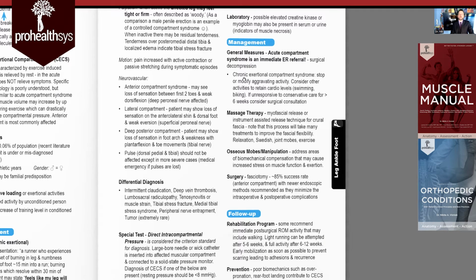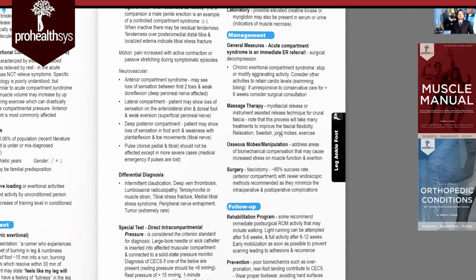Stop what's aggravating and then modify your activities and slowly build up tolerance. Switching over to other activities to maintain cardiovascular health, like swimming and biking. If they are unresponsive to conservative care and it continues to go on, you should consider orthosurgical evaluations as well to get the optimal outcomes for your person.